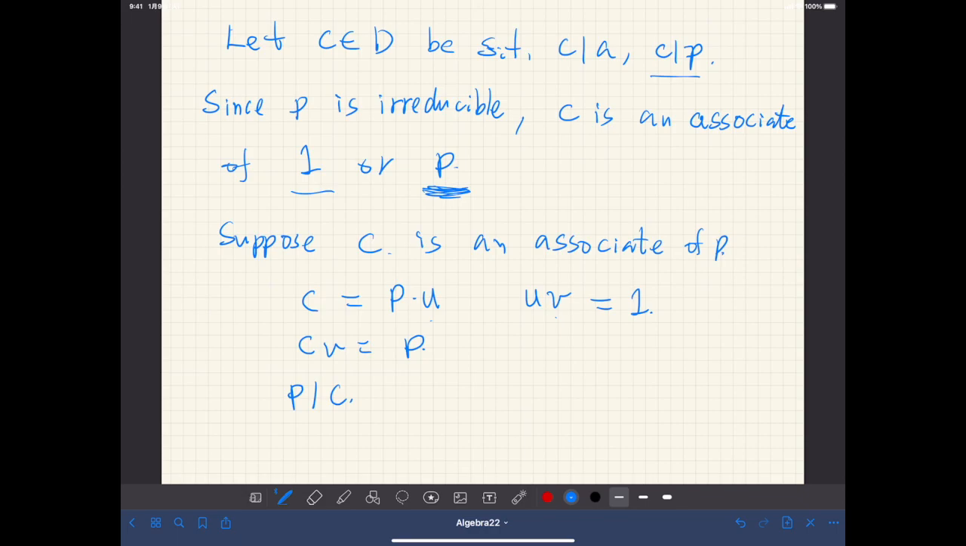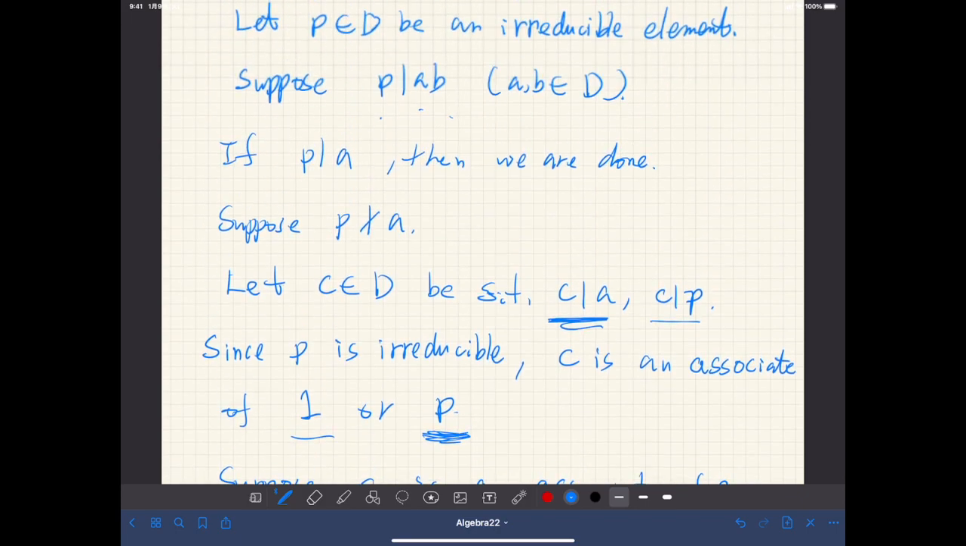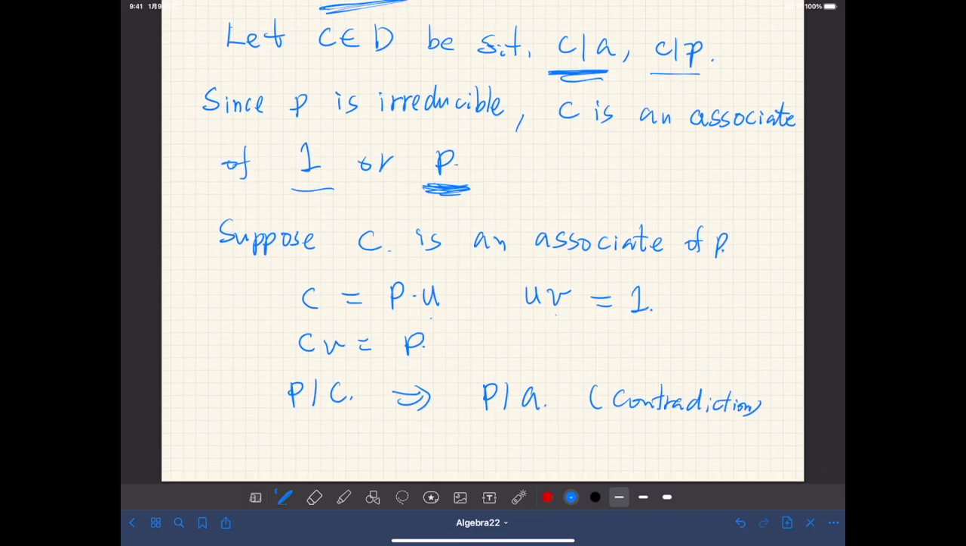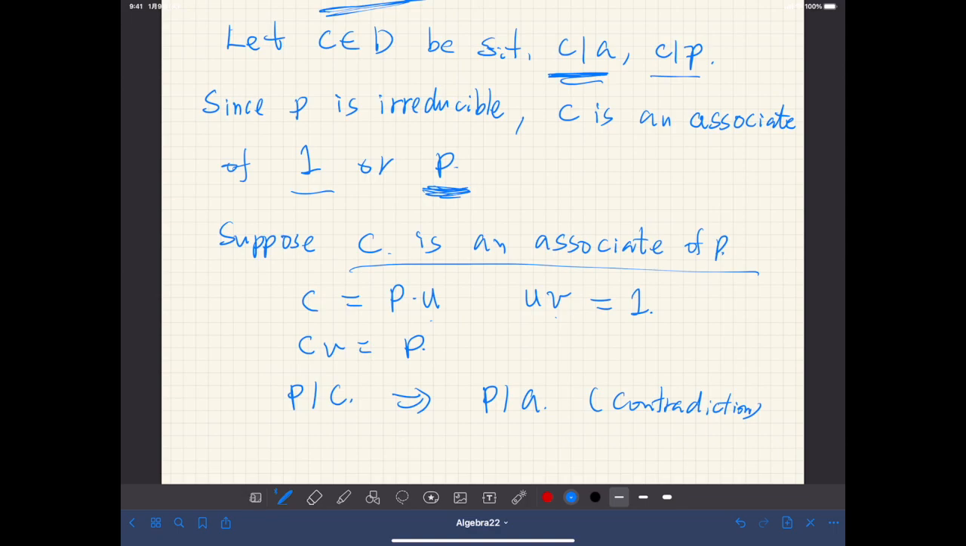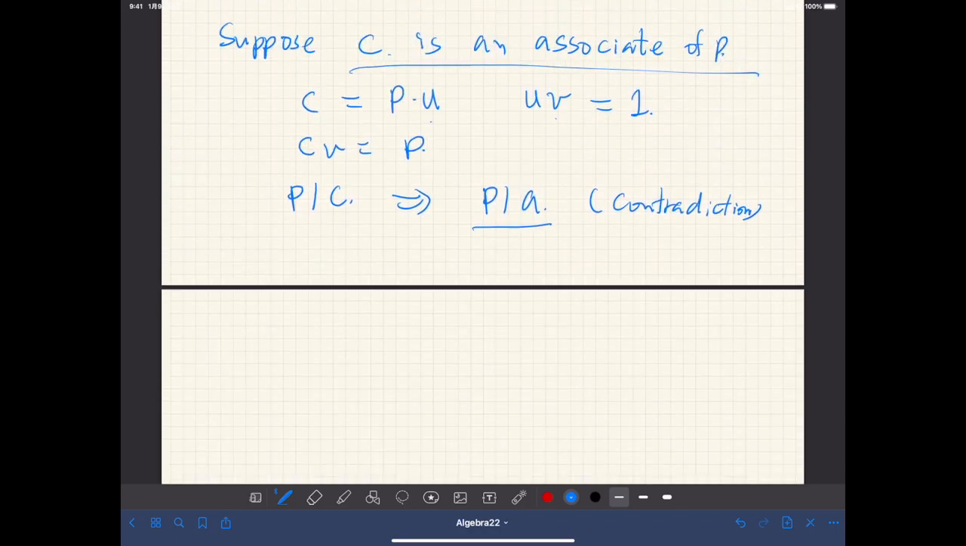Okay, so this means, combining with this, that P divides A, which is a contradiction, because we are assuming that P does not divide A. But if we assume C is an associate of P, then that leads to the conclusion that P divides A. So this is false. Therefore, C must be an associate of 1. That means, in other words, C is a unit.